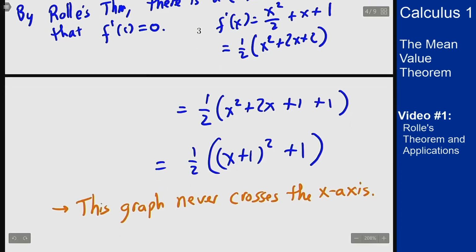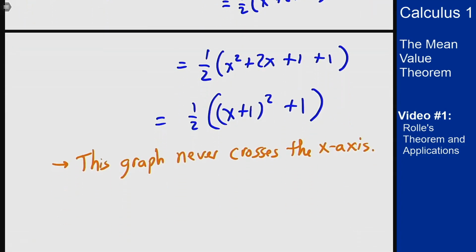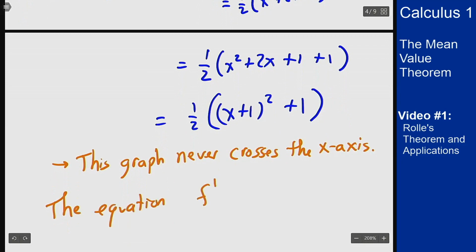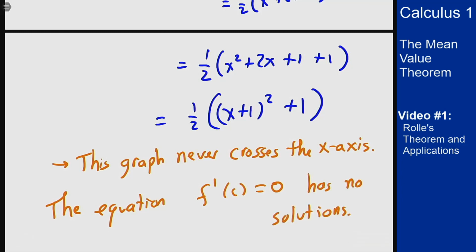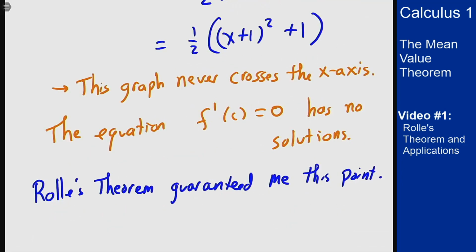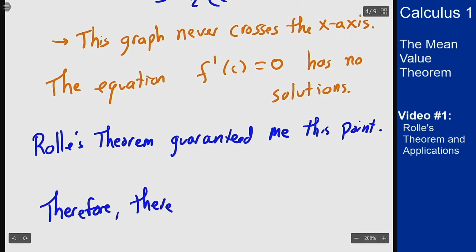What does that mean? This means the equation f prime of c equals 0 has no solutions. But Rolle's theorem guaranteed me a point c where this happened. That's a problem. That gives me a contradiction because I said this point must exist, and then I said this point can't exist. Therefore, I did something wrong, and the thing I did wrong was assuming that I had two different roots. There cannot be two different roots of this function.